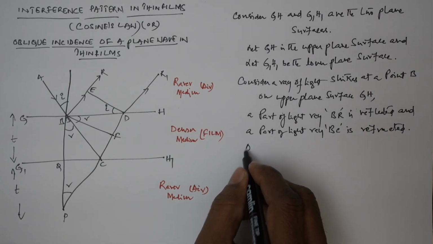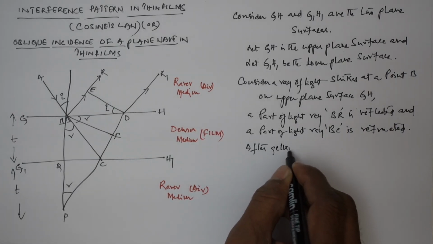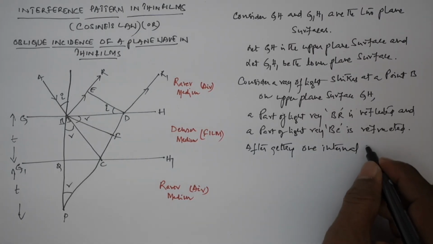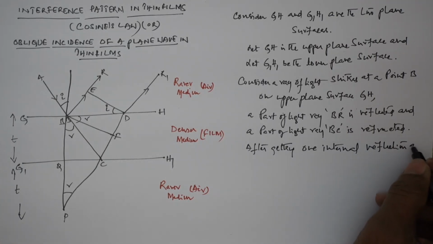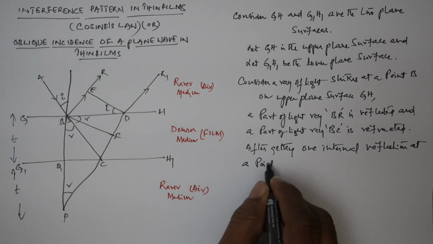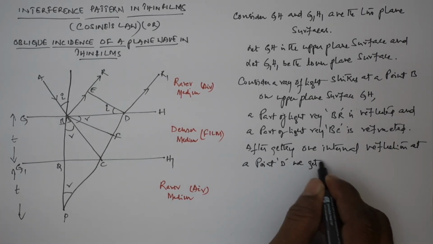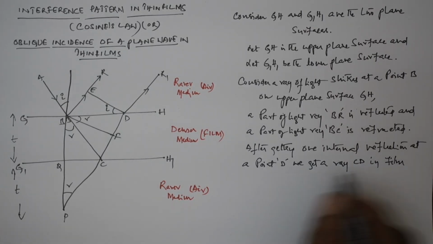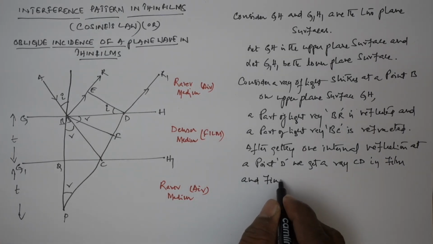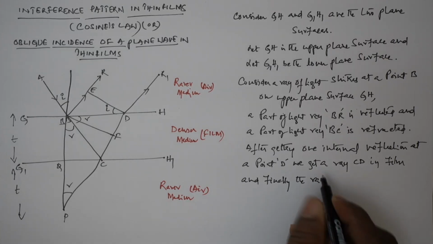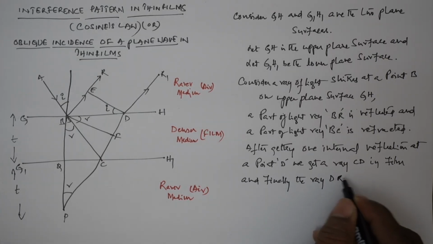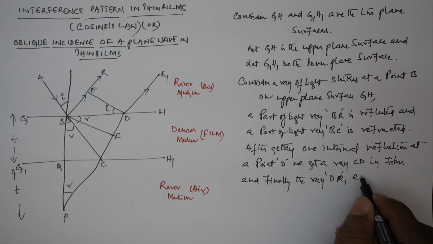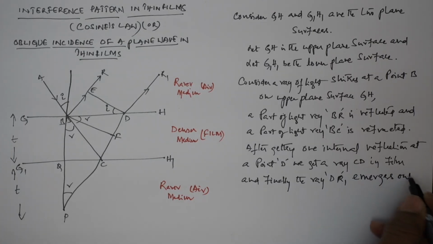After getting one internal reflection at a point D, we get a ray CD in film, and finally the ray DR1 emerges out in air.